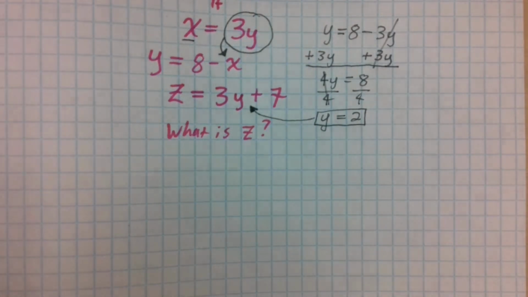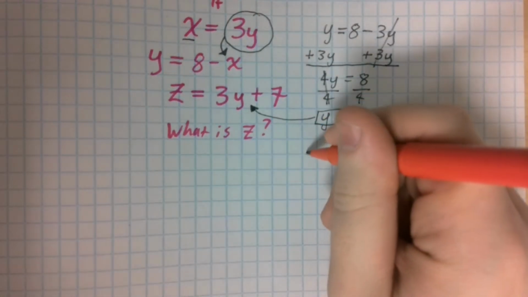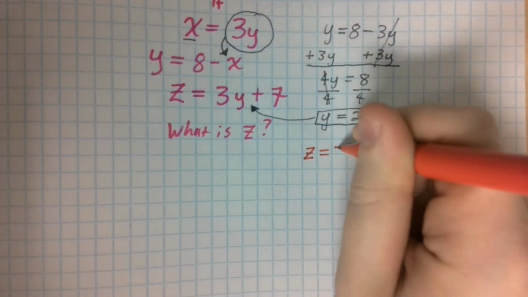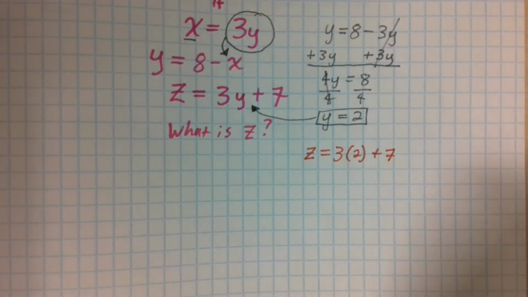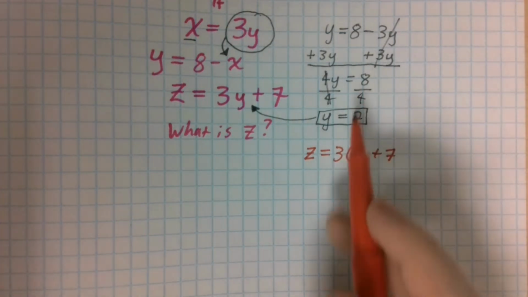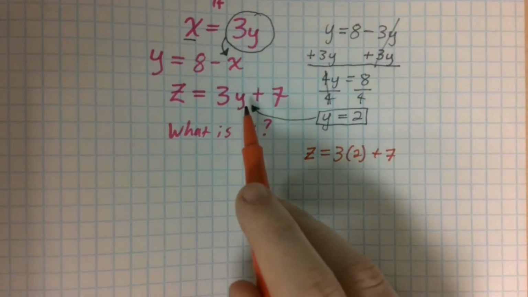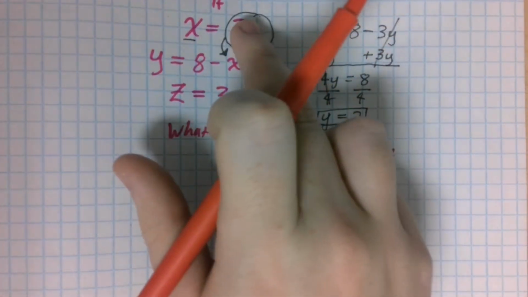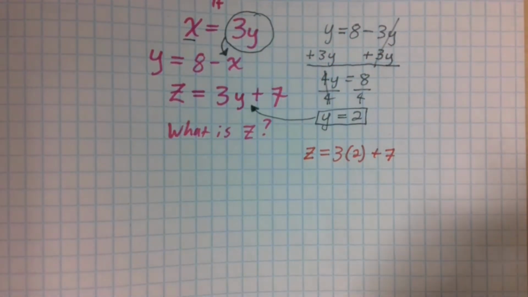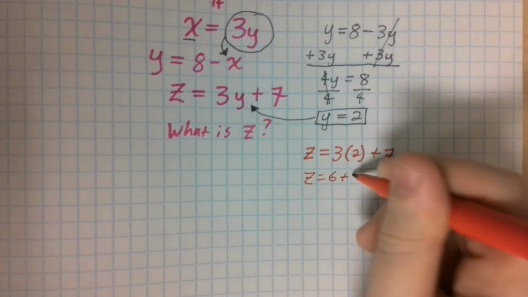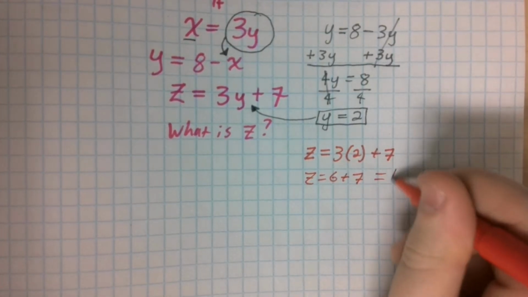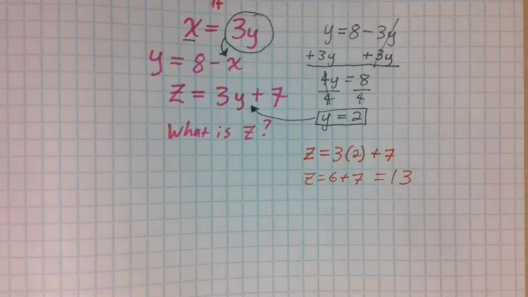If y equals 2, that means z equals 3 times 2 plus 7. All we did was we took this 2 and put it in where the y is. Just like how we took this 3y and put it in where the x is. That'll give us z equals 6 plus 7. And 6 plus 7 gives our final answer of 13.